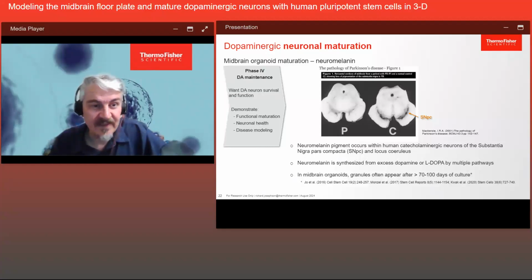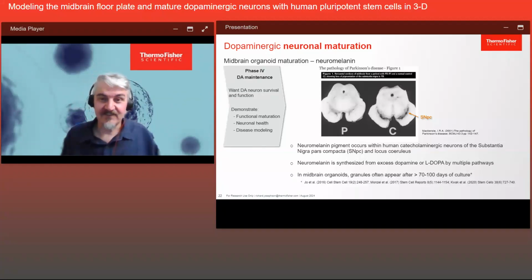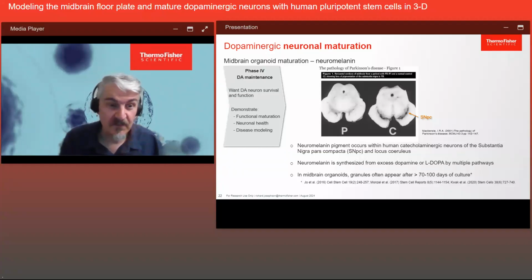Now, neuromelanin is synthesized from dopamine or from L-DOPA by more than one pathway, so it's an indicator of neurotransmitter synthesis. Neuromelanin pigment has also been reported to occur in human midbrain organoids. In a number of papers, it typically appears after 70 to 100 days of culture, so quite mature organoids.